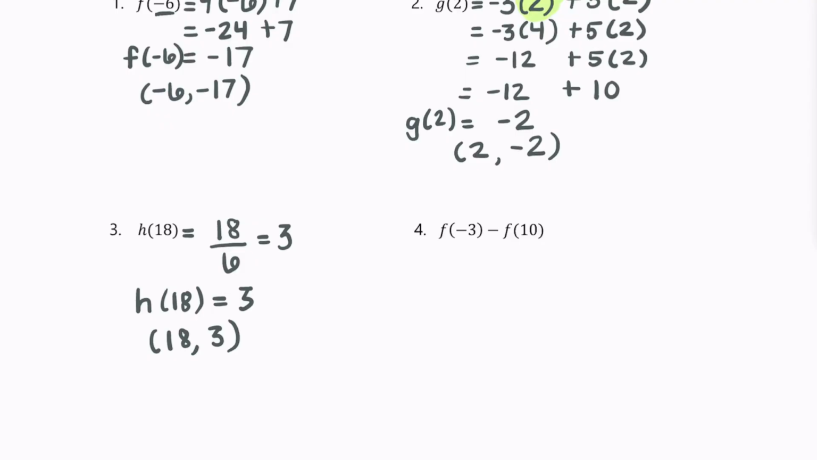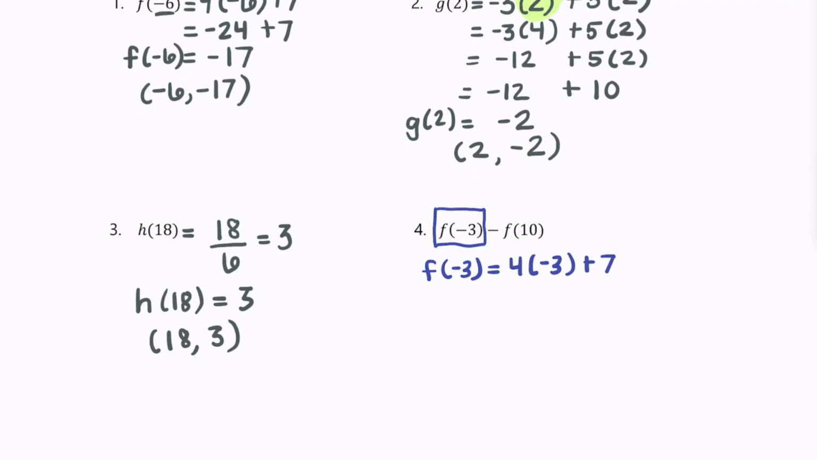Awesome. Number 4 is where it gets a little bit, I think, more fun, but we have 2 functions here. We have to evaluate them separately. So a couple people get confused when they see, okay, I have f of negative 3 and f of 10. What do you want me to do with that? And I want you to think, okay, let's look at just this. Let's evaluate just f of negative 3. So going to my yellow function, f of x, wherever I see an x, I'm going to swap in negative 3.